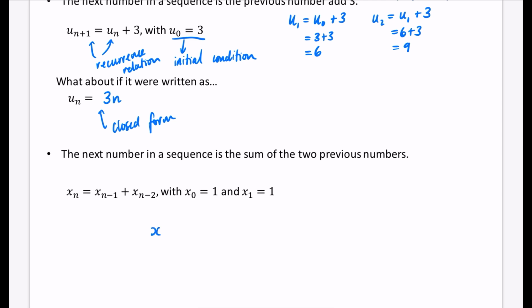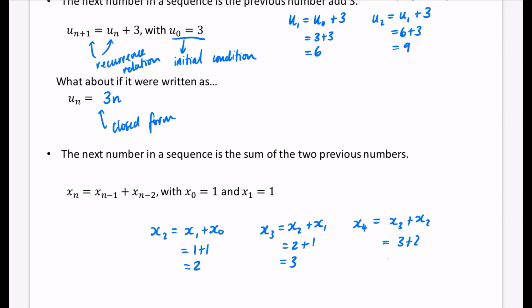So that would mean that x2 is equal to x1 plus x0, which is 1 plus 1, which is 2. x3 would be equal to x2 plus x1, which is 2 plus 1, so it's 3. And x4 is going to be equal to x3 plus x2, so it is 3 plus 2, which is 5. And this is, of course, the Fibonacci sequence. Starting with 1 and 1, we then get 2, 3, 5, 8, 13, 21, etc., as we keep adding on those numbers.